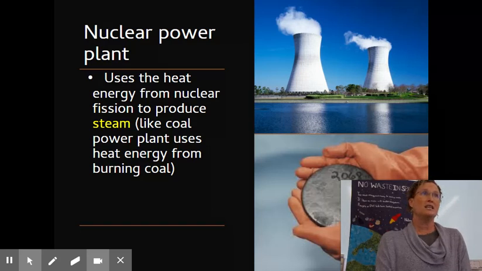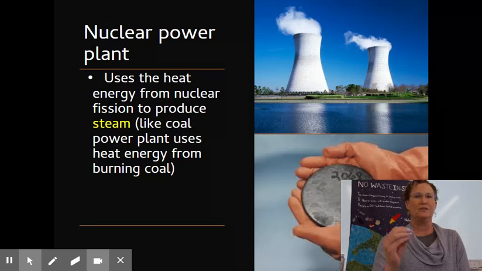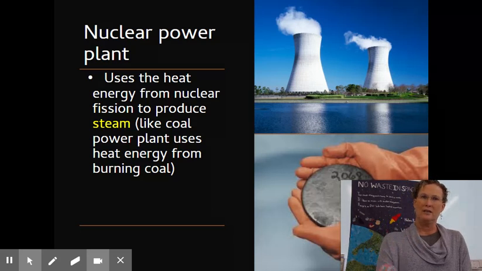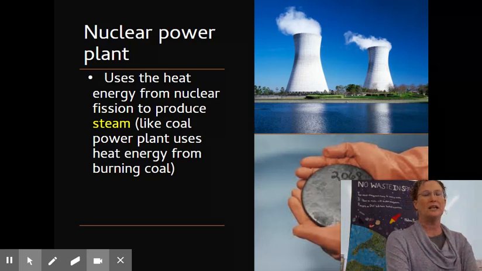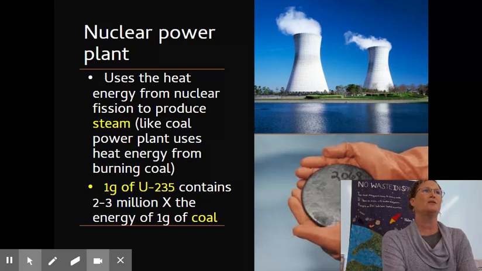Okay, so it uses the heat from the nuclear fission to produce steam, which is the exact same thing that happens with coal. With coal, you burn it to release heat. So you want that heat. If you can get that heat in an organized way, then you can use it to boil steam, to turn a turbine. So it's the same inner workings as a coal-fired power plant.